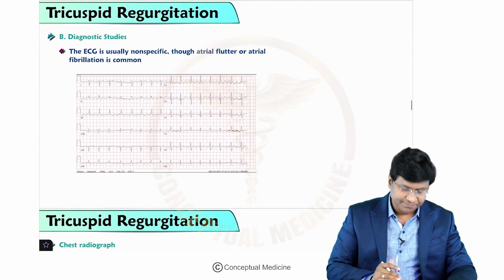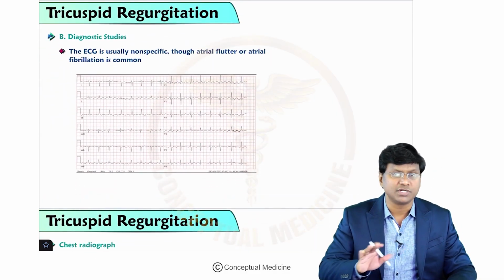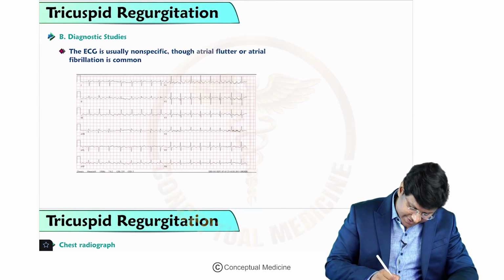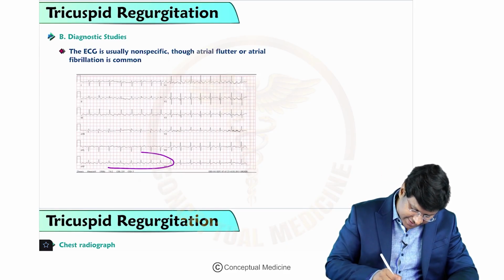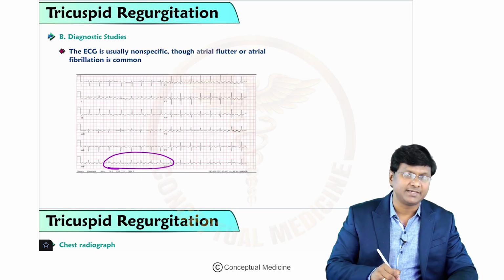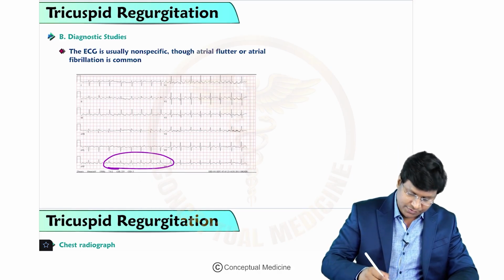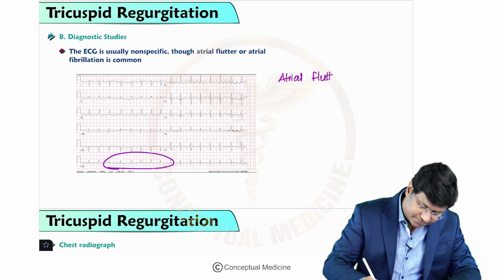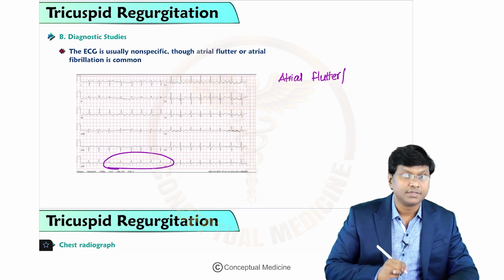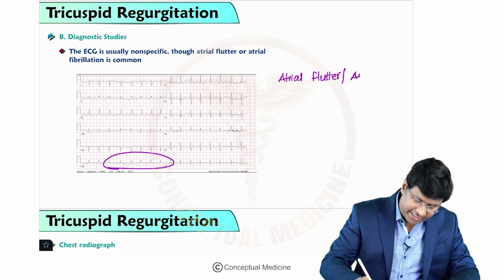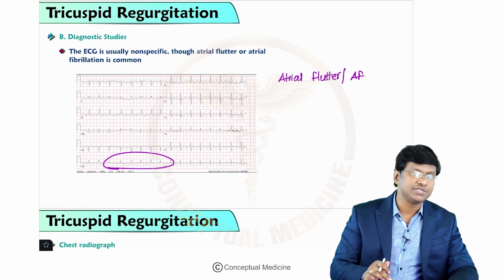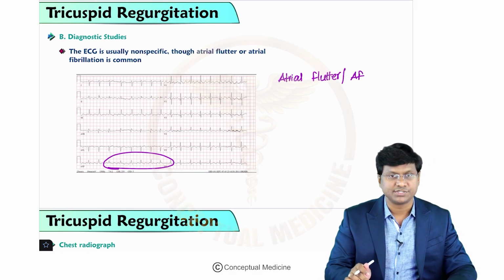If you see the ECG, it is usually non-specific. What you may be able to make out is the presence of flutter waves, a sawtooth pattern of the P wave. So the ECG can show atrial flutter, or the development of atrial fibrillation, which is very common. Those are the ECG changes in tricuspid regurgitation.